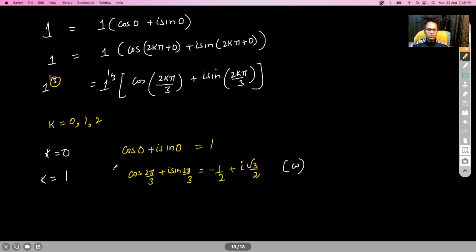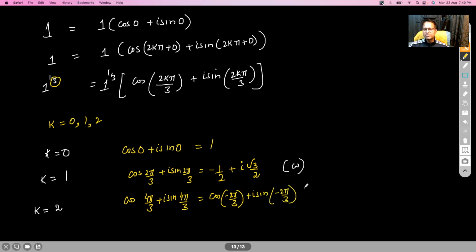And if you put k as 2, you end up getting cos 4 pi by 3 plus I sin 4 pi by 3. Okay. If you want, you can also restrict your arguments to principal arguments. So 4 pi by 3 is as good as minus 2 pi by 3. So you can write your answer like this also. On simplification, this will give you minus half minus I root 3 by 2.